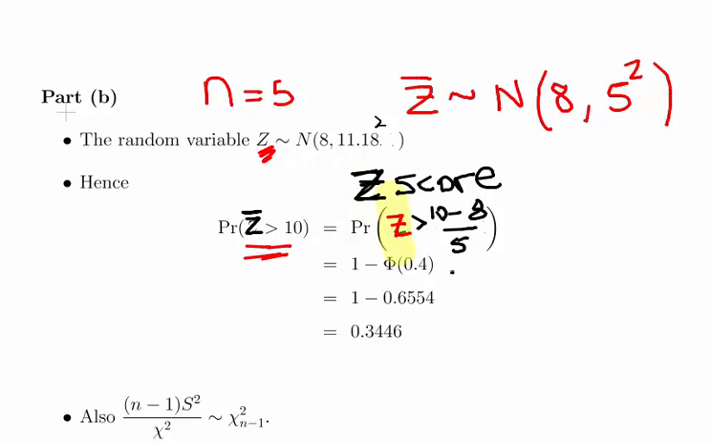This is equal to 1 minus the phi function, the cumulative distribution function, of 0.4. That's either using statistical tables or programming languages like R. You should be able to figure that out. And we should get a probability there of 0.3446.